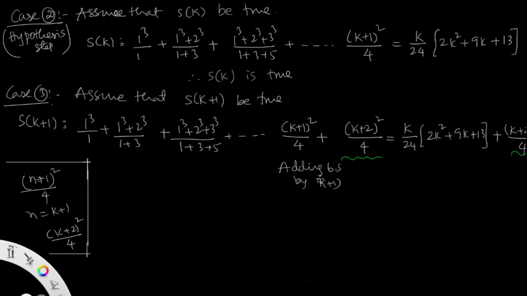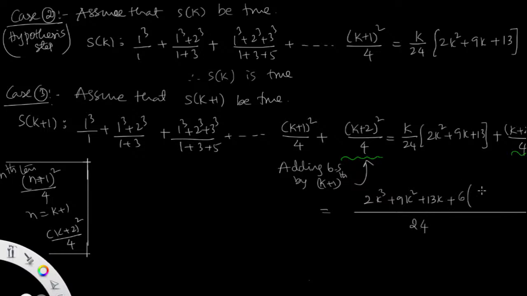The k plus 1th term: how to get it? Put n equal to k plus 1 in the nth term. The nth term is n plus 1 whole square by 4. Put n equal to k plus 1, so k plus 1 plus 1, k plus 2 whole square by 4. Now simplify the RHS, which means taking the LCM, that is 24. So 2k cube plus 9k square plus 13k plus 4. Here 24 is nothing but 6 times k plus 2 whole square, k square plus 4 plus 4k.